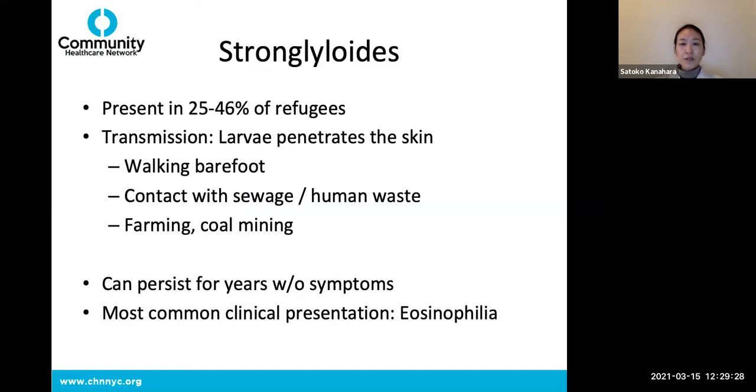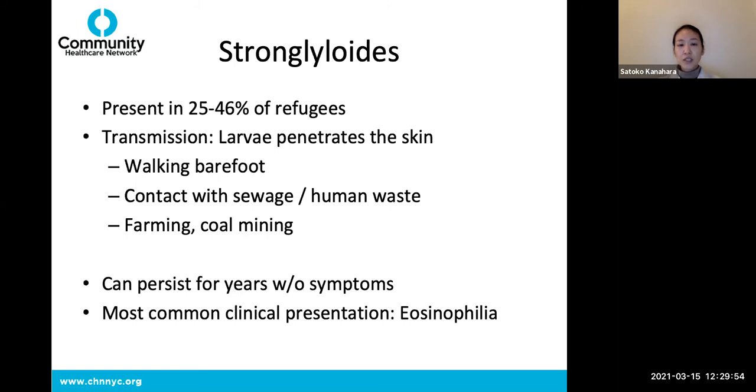So just a word about strongyloides, just because this is something that you probably will see in your clinic and your patient populations. It is present at a higher rate among the refugees. 25 to 46% of the refugees may have strongyloides. In the United States population who are not recent immigrants, the positive rate for the IgG is about 0 to 6%, depending on which data you look at.